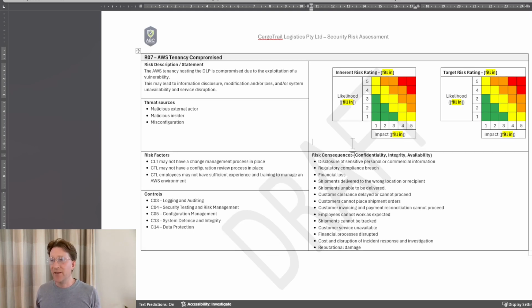For risk 7, the AWS tenancy being compromised, I'm saying the likelihood is possible. The impact is critical. Therefore, we are looking at a high risk rating. The likelihood is possible because we do have guidance when we're setting up things like a cloud environment to put in place security features to make sure that we configure it correctly. There is nudging towards this by the provider. They don't want us to set up things insecurely.